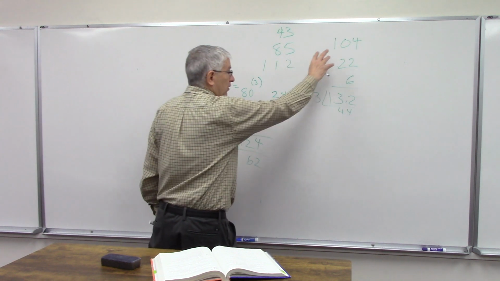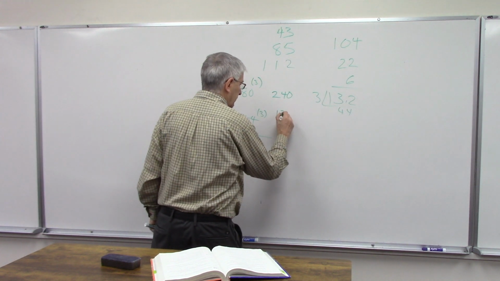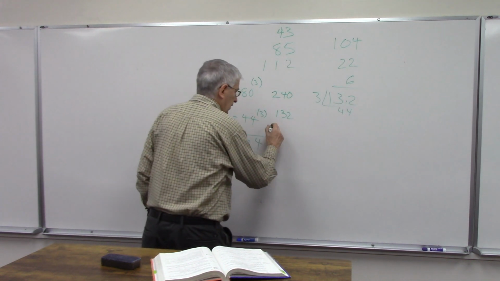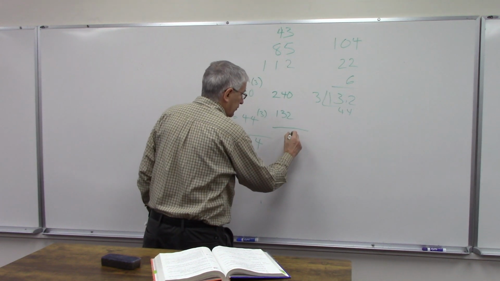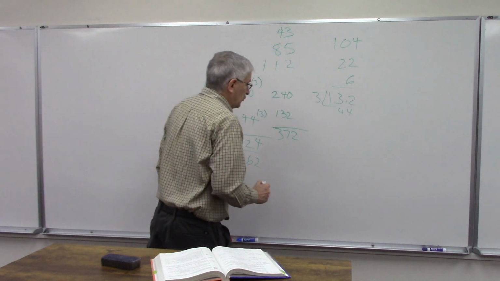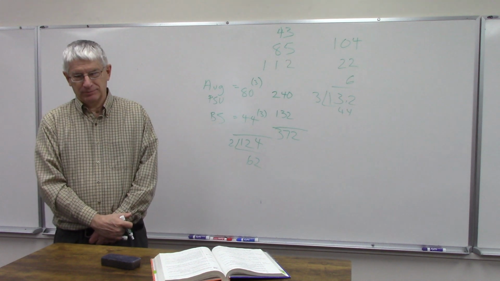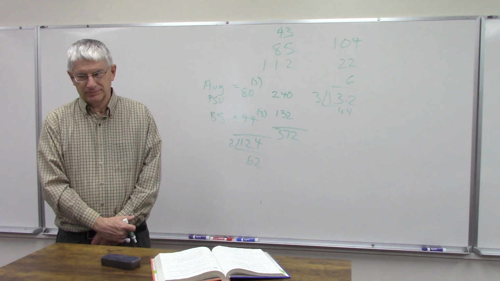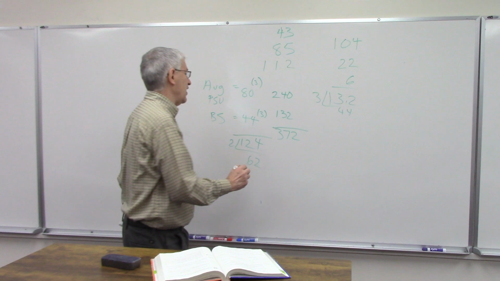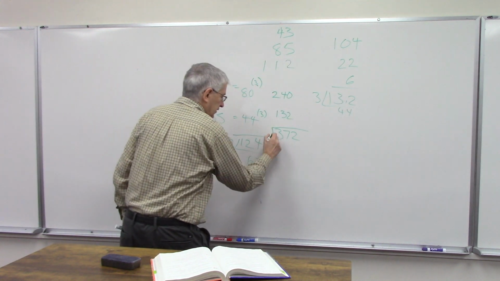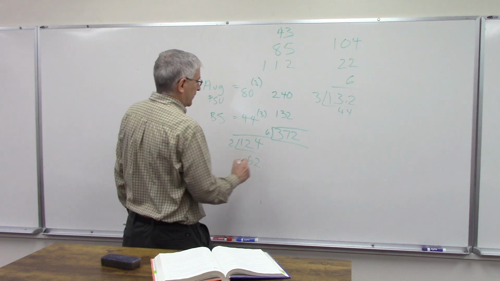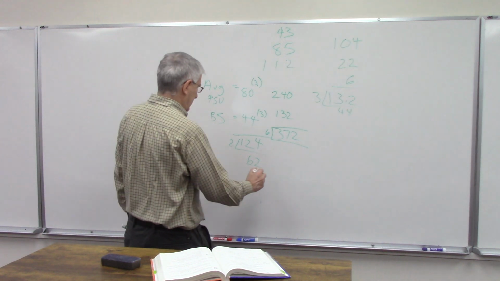3 times 44, that was 132. Again, we don't necessarily need that. Then we add all of that up, 240 and 132, and who's got a calculator? 372. What do we divide by? What number? There are 3, no, 6. 6, right. The total number. So what's 372 divided by 6? 62. Yes, it is.